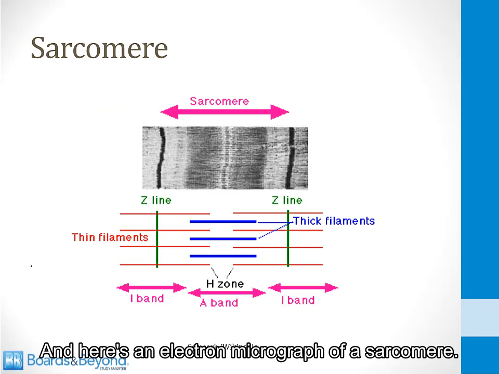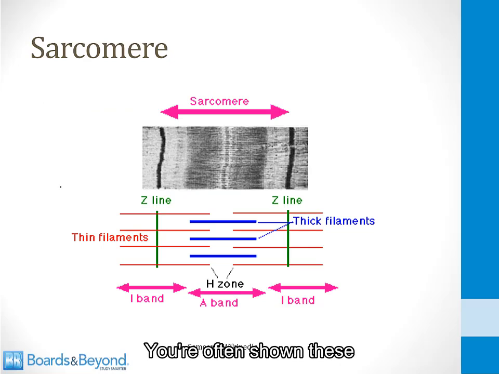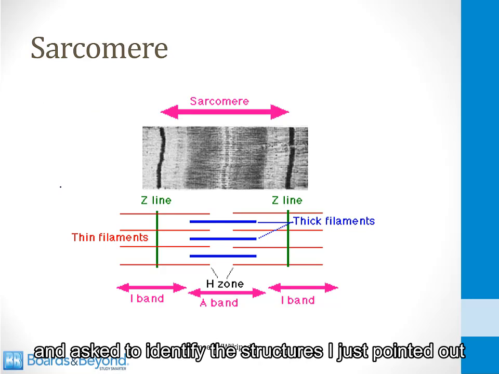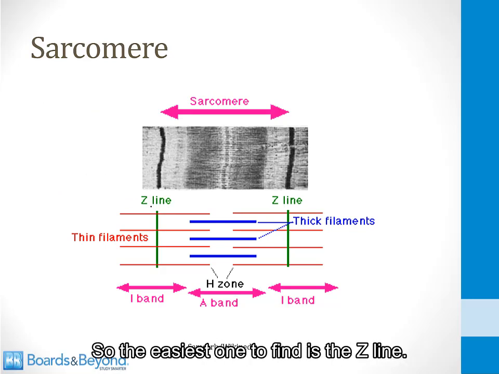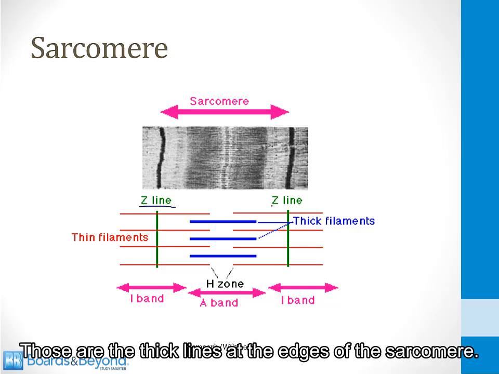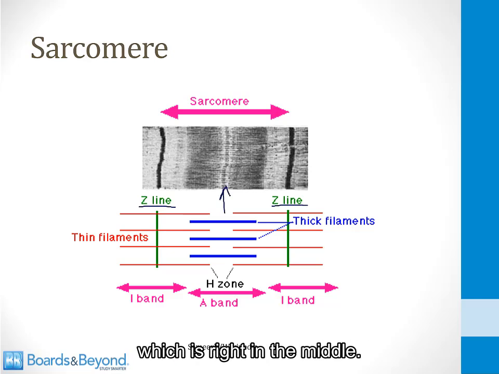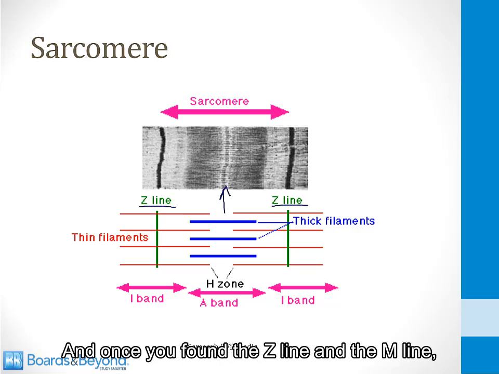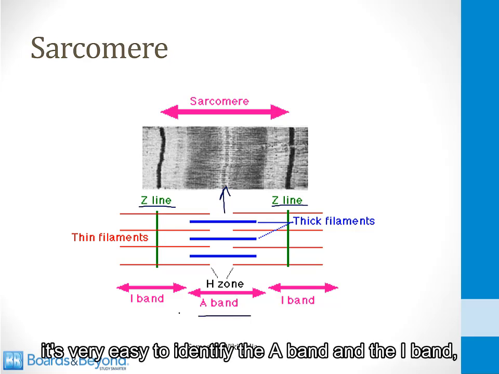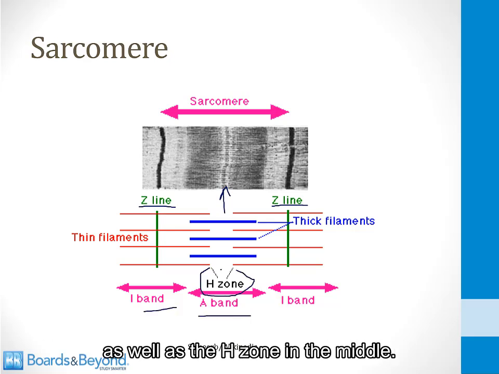And here's an electron micrograph of a sarcomere. You're often shown these and asked to identify the structures I just pointed out in the drawing 2 slides ago. So the easiest one to find is the Z line. Those are the thick lines at the edges of the sarcomere. Then it's also easy to find the M line, which is right in the middle. And once you've found the Z line and the M line, it's very easy to identify the A band and the I bands, as well as the H zone in the middle.